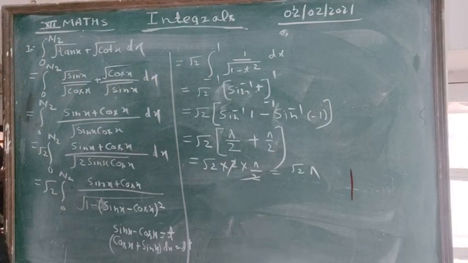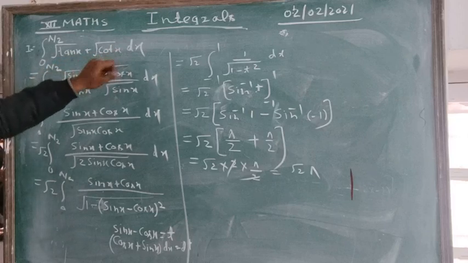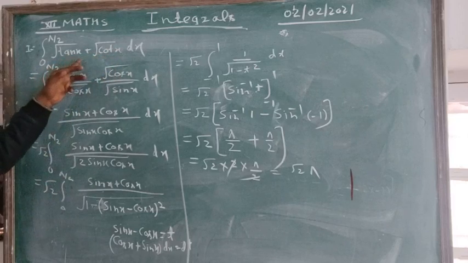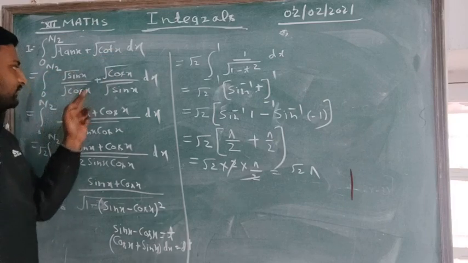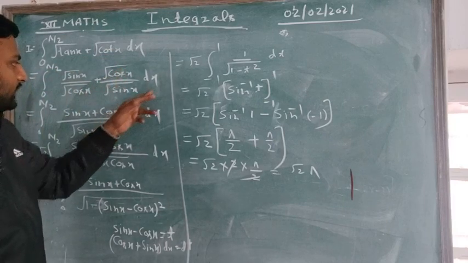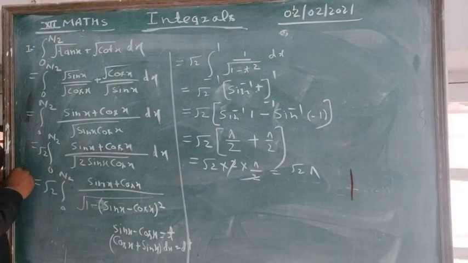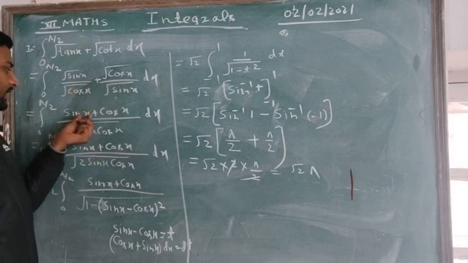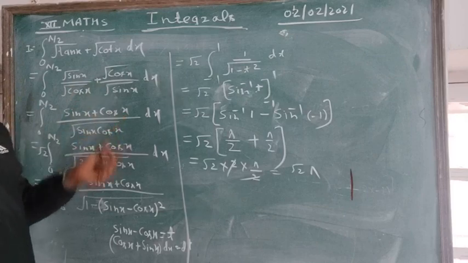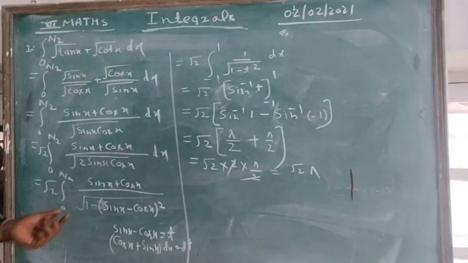Okay, so let's see once again, students, what we have done in this question. Our integration is from 0 to pi by 2 of root tan x plus root cot x dx. So this we can change in sin and cos, so we can write 0 to pi by 2 root sin x by root cos x plus root cos x by root sin x dx. Okay, students, now from 0 to pi by 2 we are taking LCM, so LCM will be root sin x cos x, and here we get sin x plus cos x because root sin x and root sin x will be sin x, and root cos x and root cos x will be cos x.